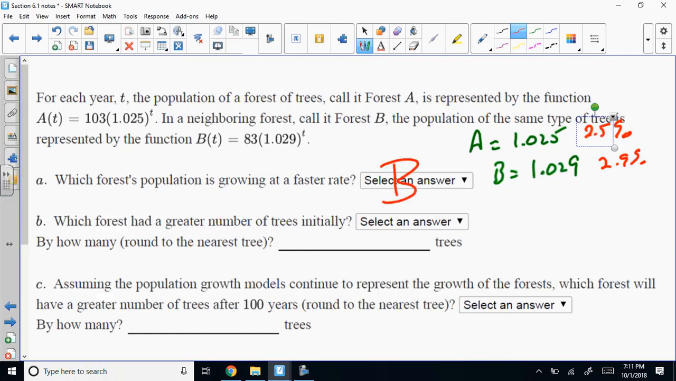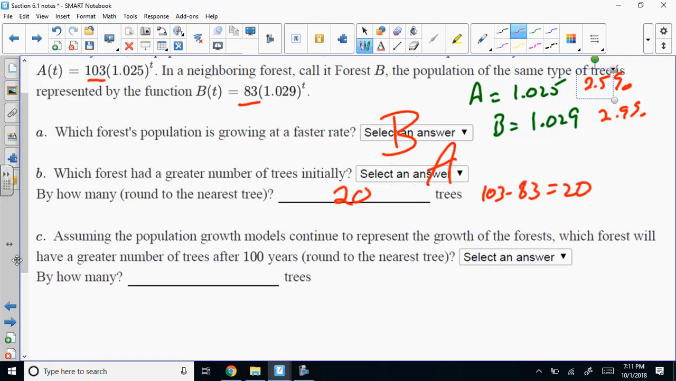Forest B. Which forest had a greater number of trees initially? Well, we said that the initial amount was the number in front of the base, right? So 103 and then 83. So that would be forest what? A. By how many? Well, 103 minus 83 would be what? 20? By 20 trees. Okay. Are y'all okay with that? Everybody tracking? Good? No? All right.